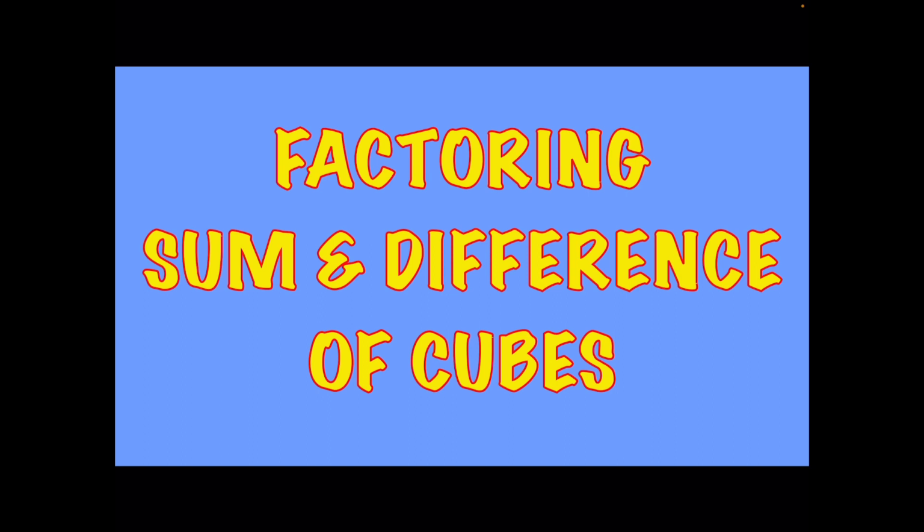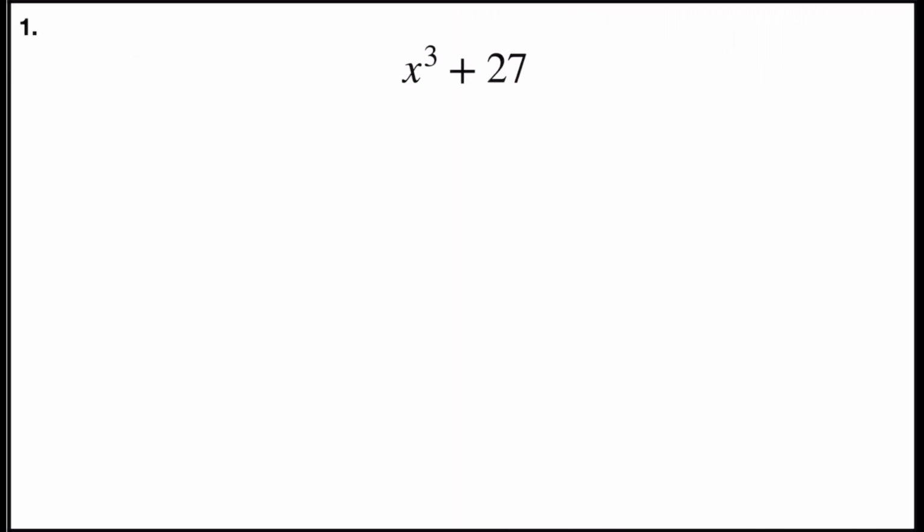Let's get started. Problem number 1 says x cubed plus 27. So let's take a look at this example to further investigate our memory trick. First of all, when we factor a sum or difference of cubes, they will always break into a binomial, which has 2 terms, and a trinomial, which has 3 terms.